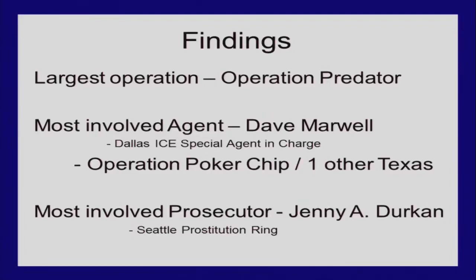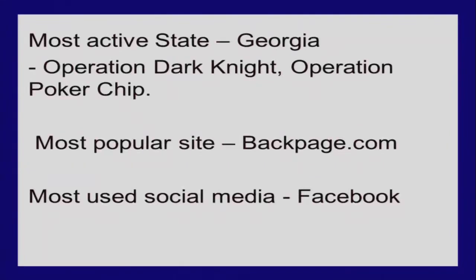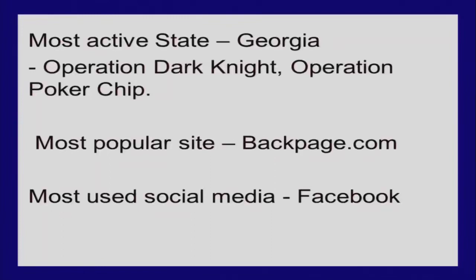The most involved prosecutor was out of Seattle. There's a prostitution ring up there. I believe it was a boyfriend-girlfriend running the ring with a bunch of people between the ages of 18 to 30. Most active state was Georgia. Other operation, Georgia had Operation Dark Knight, Operation Poker Chip.